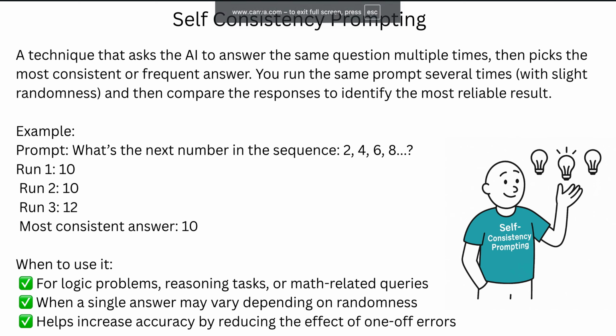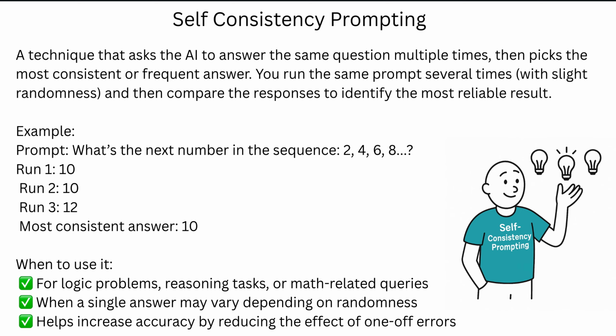Now, the last one is the self-consistency prompting. It's a technique that asks the AI to answer the same question multiple times, over and over again, then picks the most consistent answer, which is going to be the correct answer. All right? Because sometimes even the best AI models can give slightly different answers depending on how they are feeling that day. Well, not feeling technically, but you get my point.